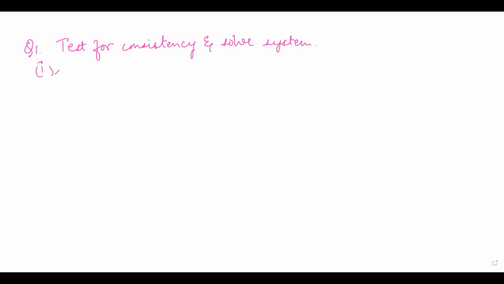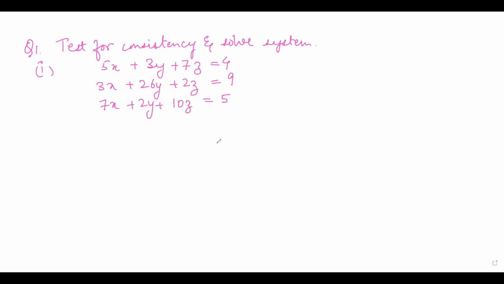So let me consider the first part where the system of equations is given by 3x plus 26y plus 2z is equal to 9, 7x plus 2y plus 10z is equal to 5. So here, as you could see, the rank of A is 3, n is 3, there are 3 unknowns. So I can rewrite this as Ax is equal to B, where A is the coefficient matrix.